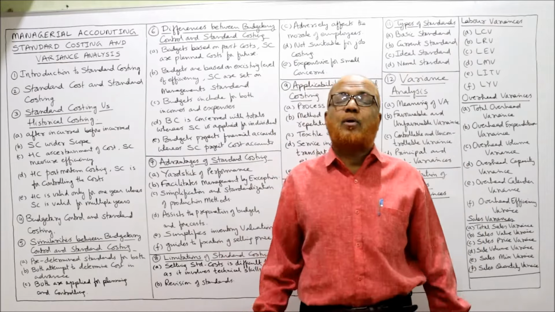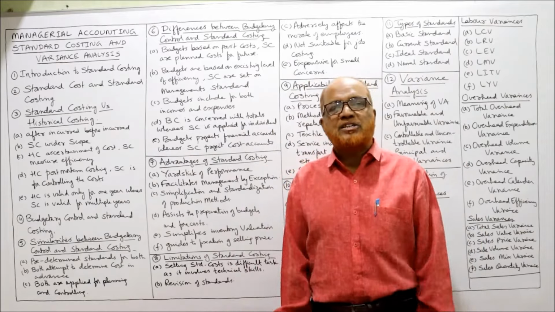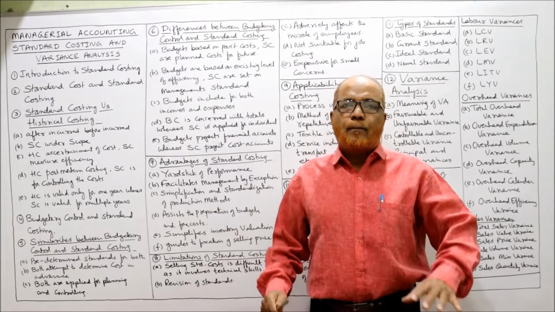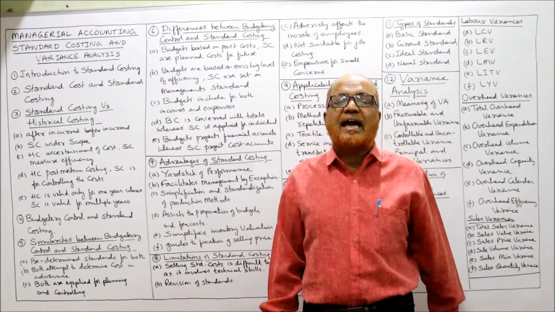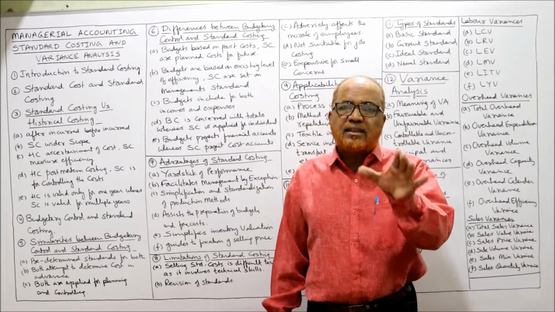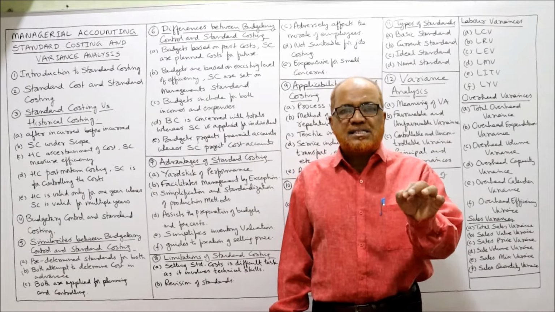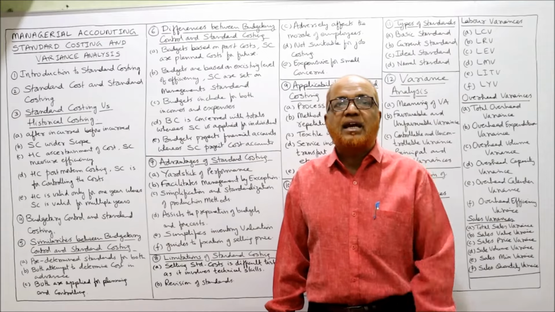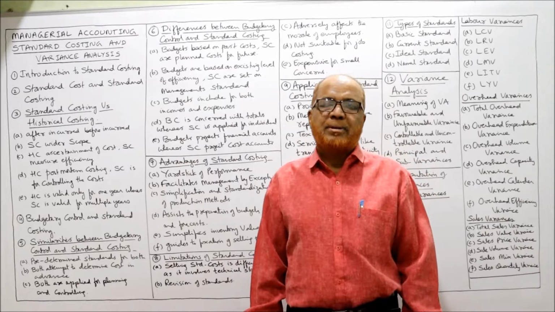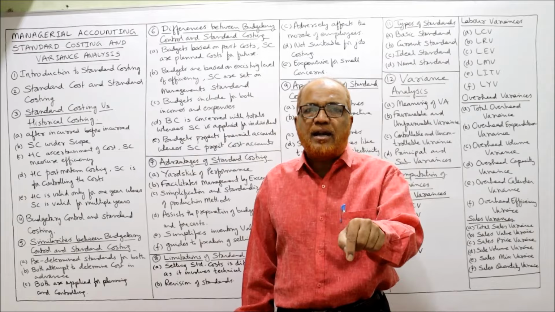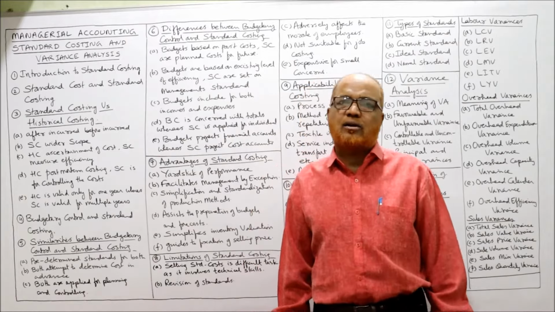Next one, this budgetary control is concerned with totals, whereas standard cost is applied for individual. One more very important difference between budgetary control and standard cost. Budgetary control is a study of aggregates. It will take the totality, total view, whereas this standard costing will deal with individual study. Individually, each and every element of cost, we make the standard cost.